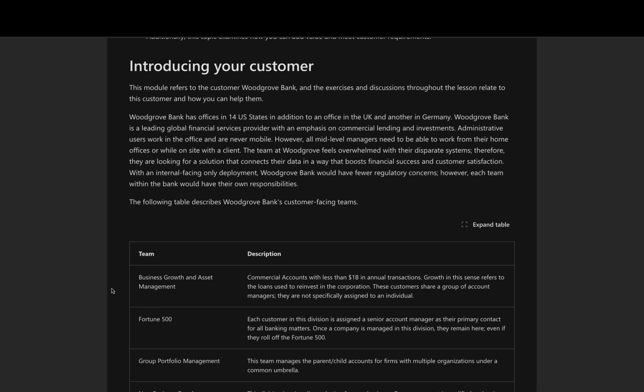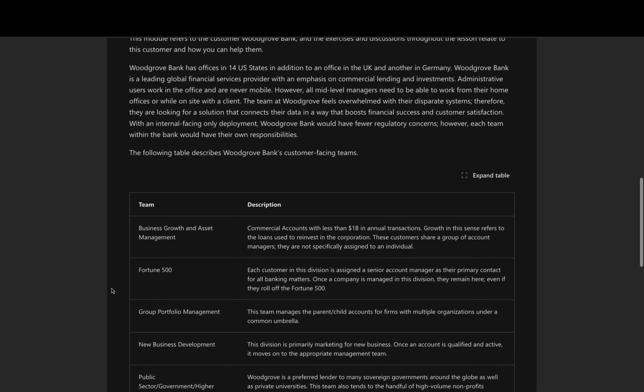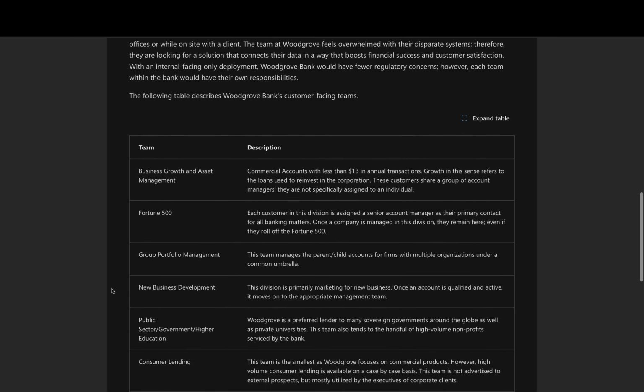With an internal-facing only deployment, Woodgrove Bank would have fewer regulatory concerns. However, each team within the bank would have their own responsibilities. The following table describes Woodgrove Bank's customer-facing teams.